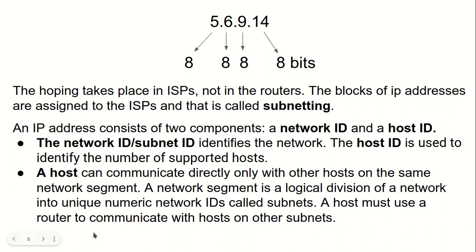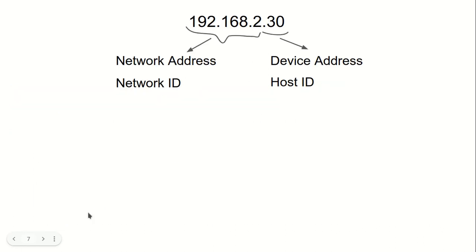A host must use a router to communicate with hosts on other subnets. So let's say there are multiple networks, in which one host is communicating from one network and the second host is communicating from another network. In this way, the router will be used because the networks are different. Alright, so now let's move to another slide.